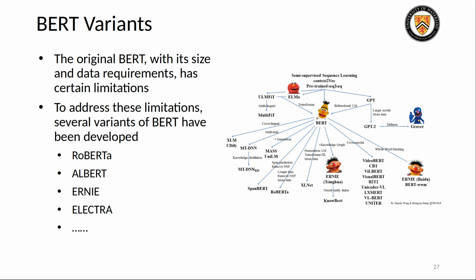So following the success of BERT, several variants have been developed to address its limitations and improve its performance. Here's an illustration of the BERT family tree, which shows the evolution of BERT and its variants. In the next few slides, we'll discuss some of the most notable BERT variants, including RoBERTa, ALBERT, ELECTRA, and ERNIE.